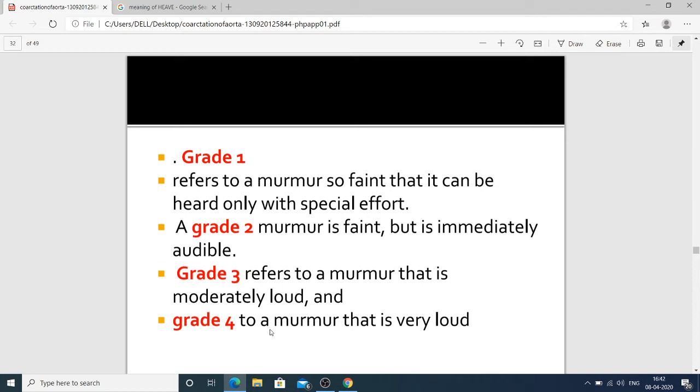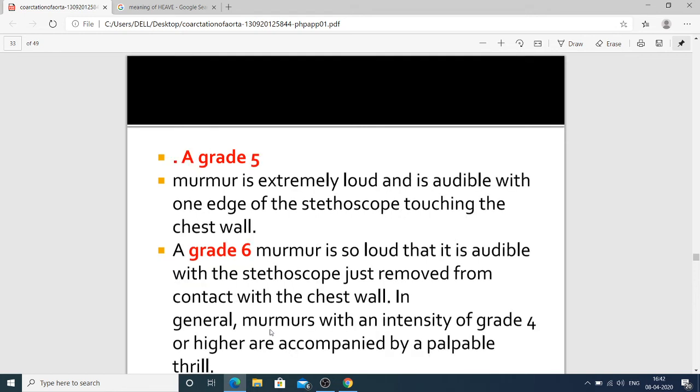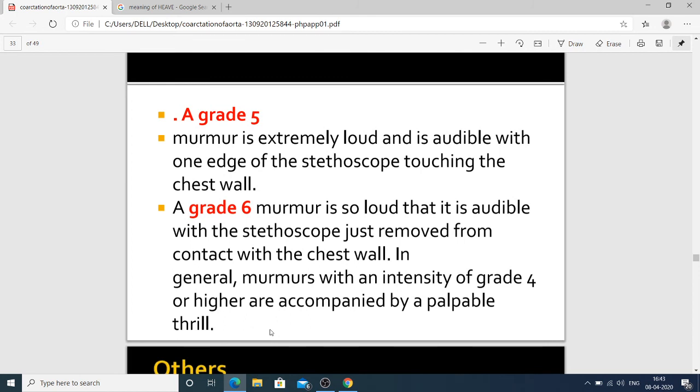In the third grade, the murmur is moderately loud, and in grade 4 the murmur is very loud. Grade 5 is louder than grade 4. In grade 6 the murmur is so loud that it is audible with the stethoscope just removed from contact with the chest wall. In general, murmurs with an intensity of grade 4 or higher are accompanied by a palpable thrill.